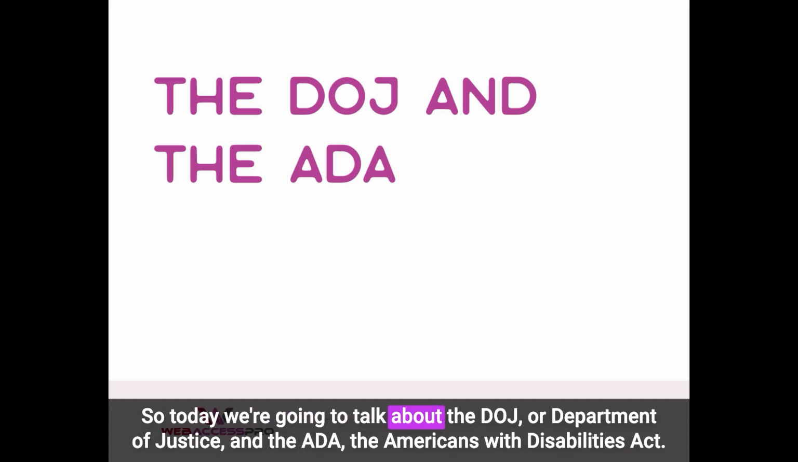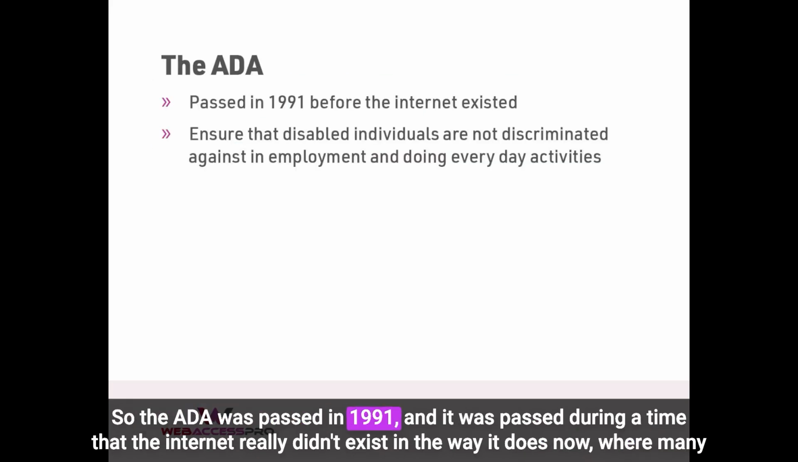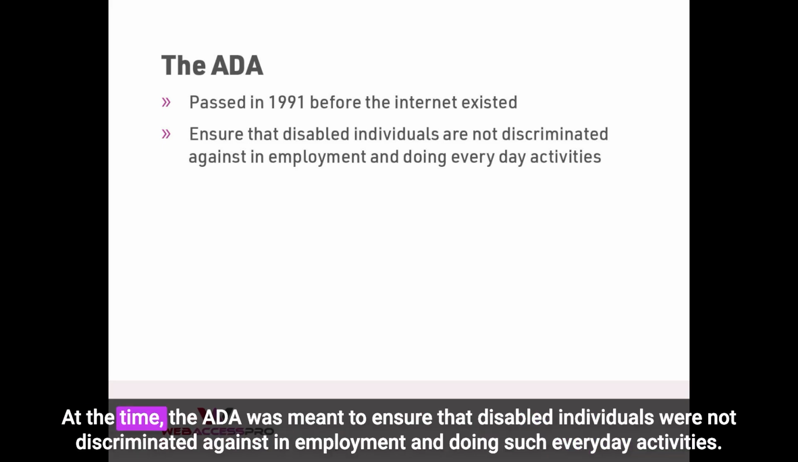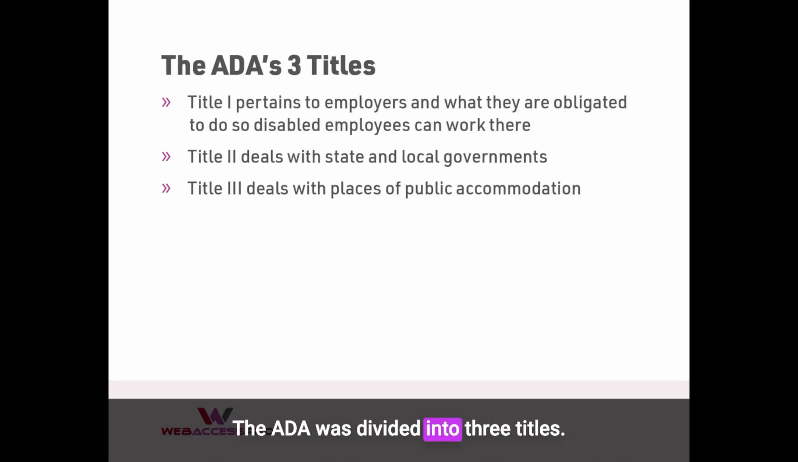So today we're going to talk about the DOJ, or Department of Justice, and the ADA, the Americans with Disabilities Act. So the ADA was passed in 1991, and it was passed during a time that the internet really didn't exist in the way it does now, where many people are using the internet to accomplish everyday activities. At the time, the ADA was meant to ensure that disabled individuals were not discriminated against in employment and doing such everyday activities. The ADA was divided into three titles.